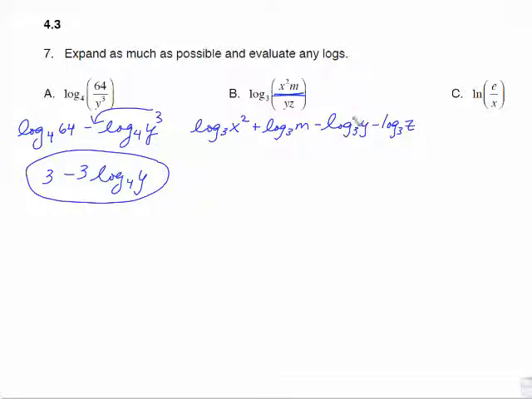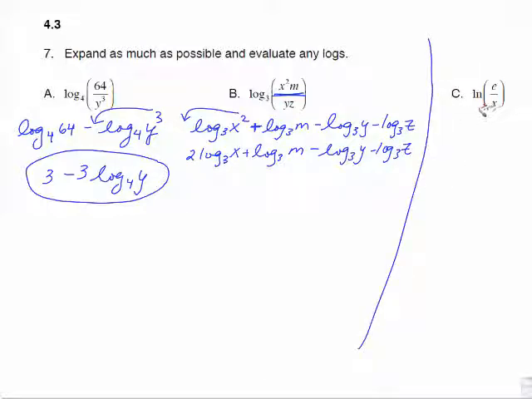The way I look at this is if it comes from the top, it gets a plus sign in between. If it's in the bottom, it's going to get a minus. So now I just have to clean up these exponents, bring the 2 in front, and this will be 2 times log base 3 of x. The log base 3 of m stays where it was. Same thing for the rest of this. So I'm just recopying those last 3 terms.